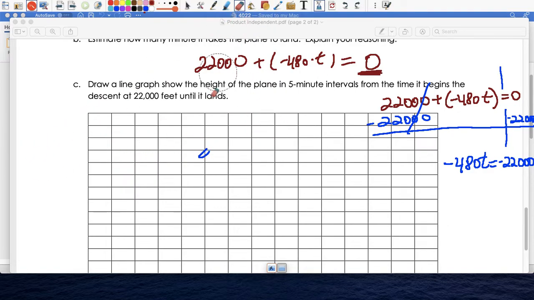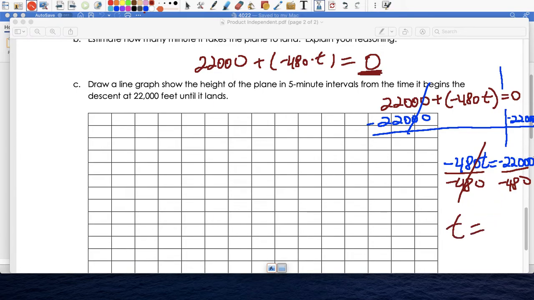Now, we want to isolate the variable, right? This says negative 480 times a number that I don't know. It's negative 22,000. So what can we do here? We are going to do the inverse operation of multiplication. We're going to divide this by negative 480, and this by negative 480. Negative divided by negative is a positive, right? So negative 480 divided by negative 480 is 1. 1 times t is t. I get t isolated, which is what I wanted.